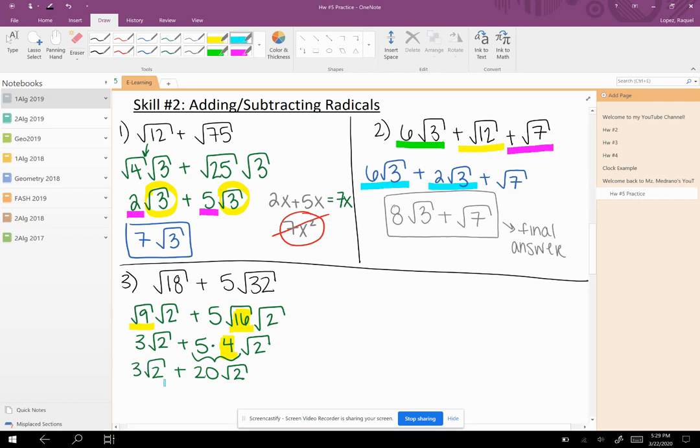All right, now I've got like terms. I add the 3 to the 20 because they have the same number underneath the radical that's next to them. So 3 plus 20 is 23, followed by root 2. And that's your final answer.